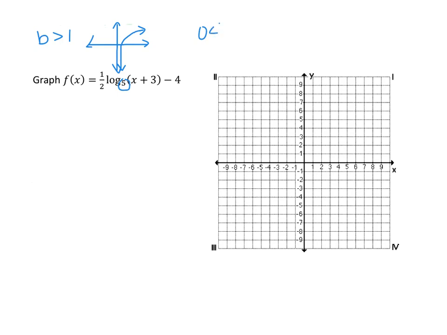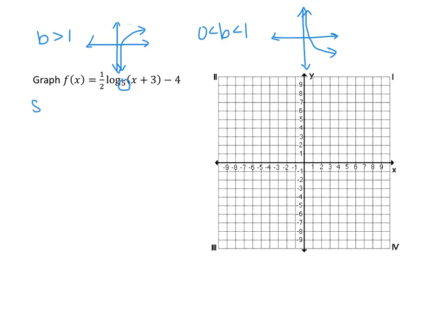If the base is between 0 and 1, like a half or a third or 0.1, instead of going up along the y-axis, it's going to go down, decreasing, and going out. It looks like a sideways exponential function, and the vertical asymptote is still at the y-axis. So our base is 5.